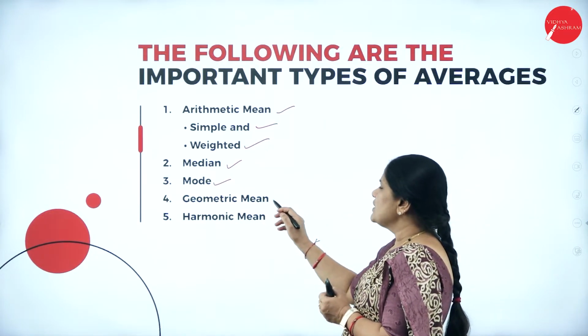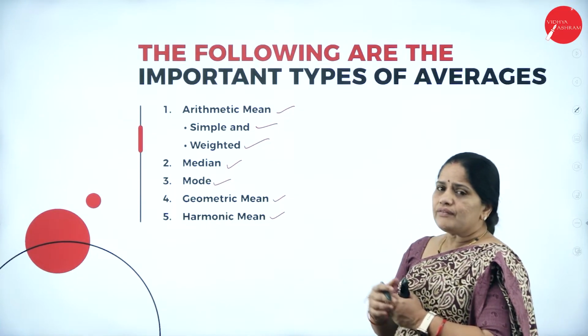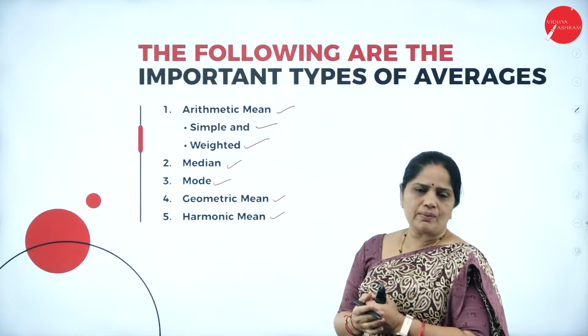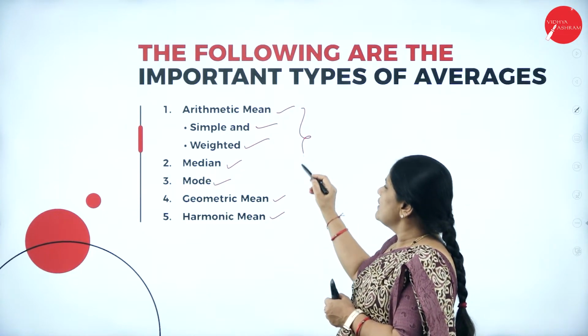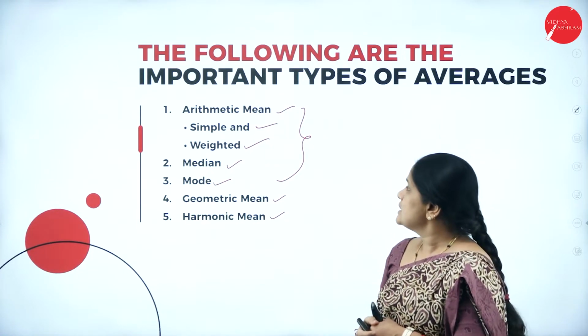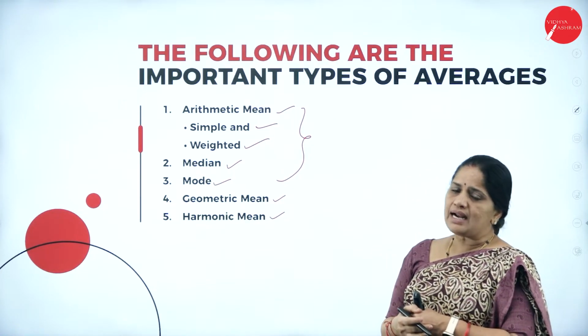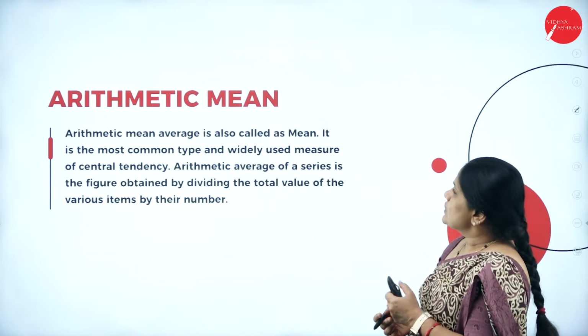Then we have the geometric mean and also the harmonic mean. But for the syllabus, we don't have the geometric mean and harmonic mean. For this syllabus, whatever has been prescribed for the third semester BBA students, it is just the arithmetic mean, median and mode. So we will just concentrate on these aspects only.